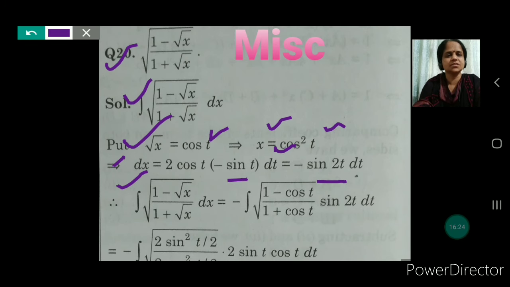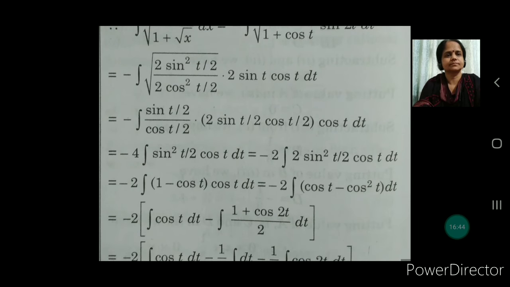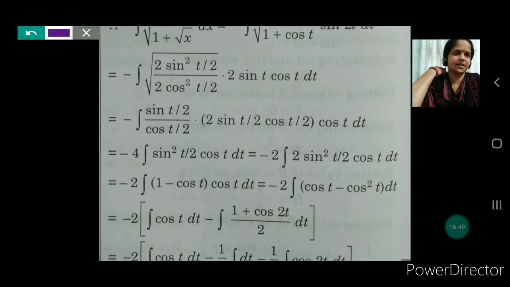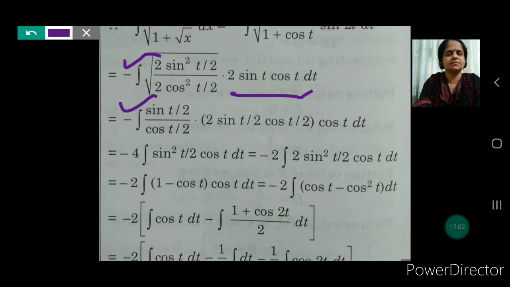Now the question changes to minus integration of square root of (1 minus cos t) by (1 plus cos t) into sin 2t into dt. Now students, apply the formula. In the numerator you will get 2 sin square t by 2, in the denominator 2 cos square t by 2, and here it is 2 sin t cos t dt.